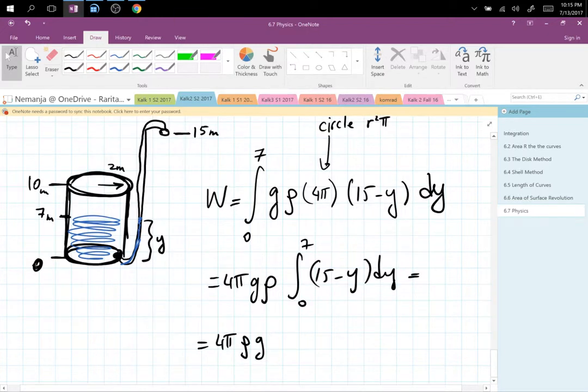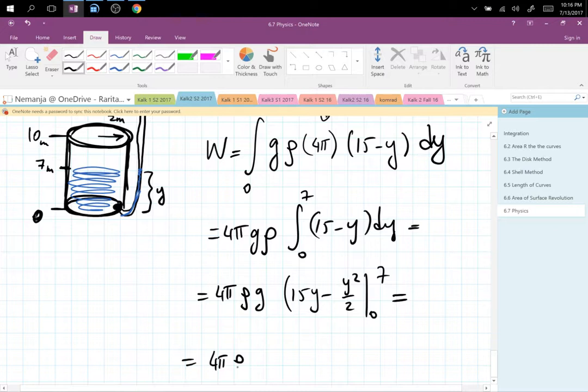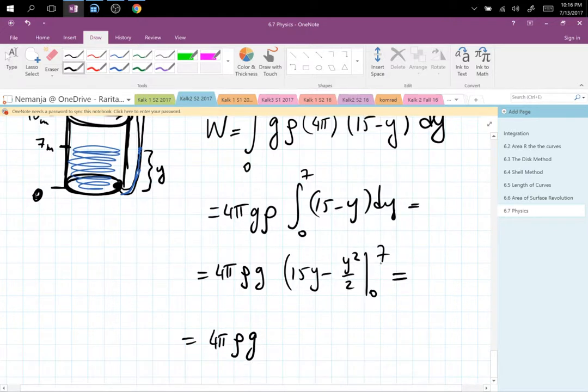And you get your work required. That's 15y minus y squared over 2 from 0 to 7, and that's 4 pi rho g times 15 times 7. So what do we have? 15 times 4 is 60, so 105, yeah. Minus 49 over 2. And that's it. That's the answer.